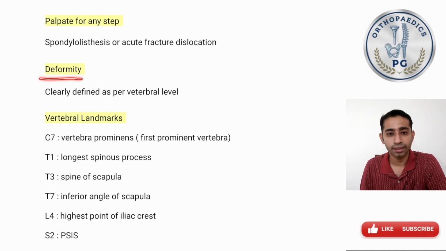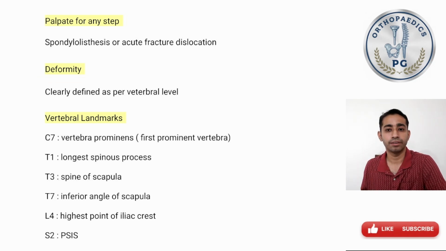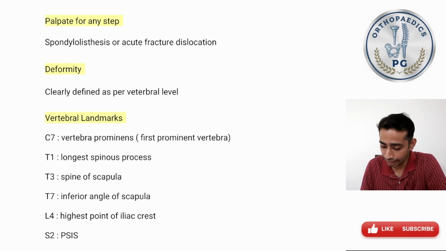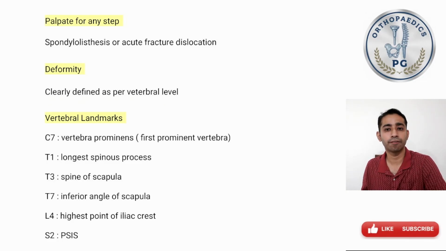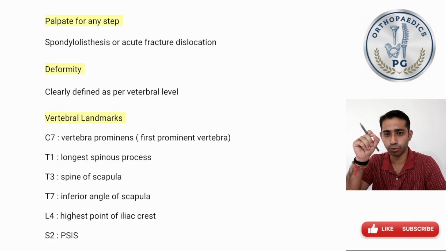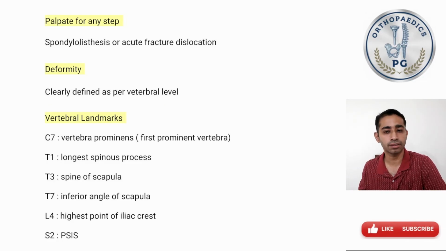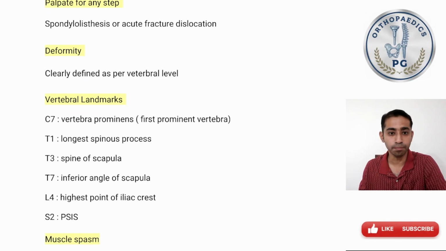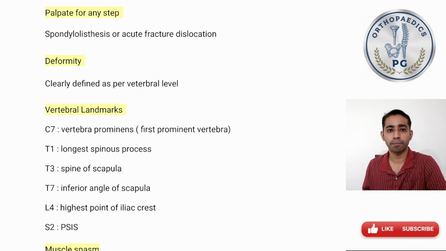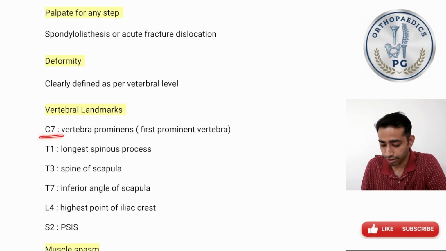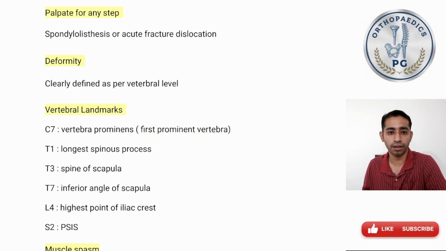Any deformity that you found in inspection has to be clearly defined as per the vertebral level in palpation. So in palpation, you usually mark the spinous processes in the patient. So how do you mark? There are some landmarks. The landmarks are C7 is vertebra prominence or the first prominent vertebra.